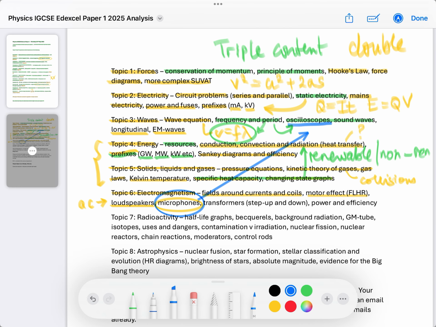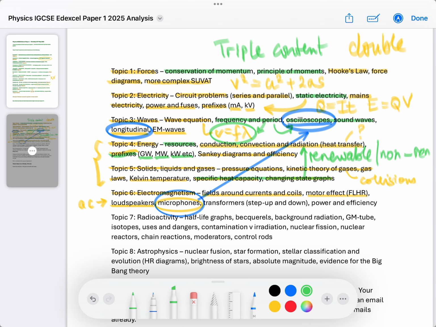Because basically a sound wave, which is longitudinal, can move something inside the microphone which has a coil next to a magnet, and that produces electricity, produces an AC wave which you can study on an oscilloscope and then work out the frequency, etc. So they could link those two topics, so be warned that that could come up.